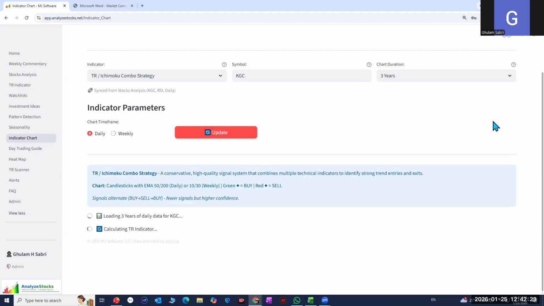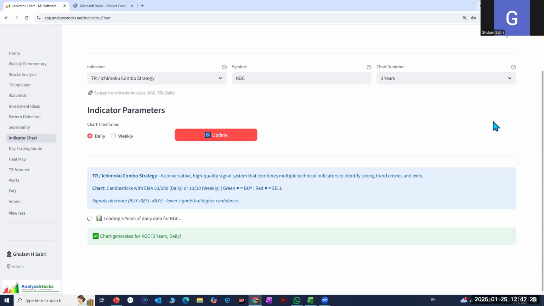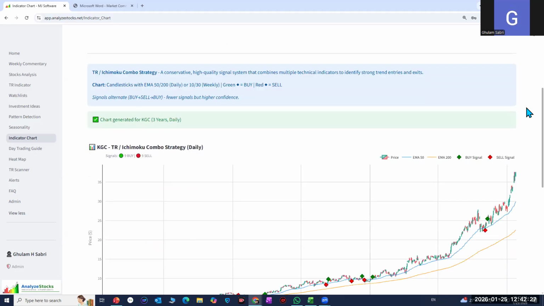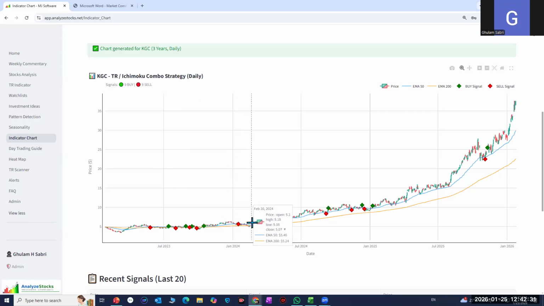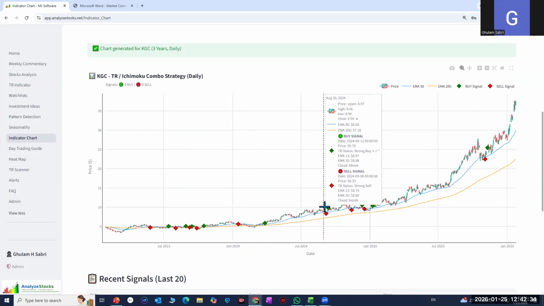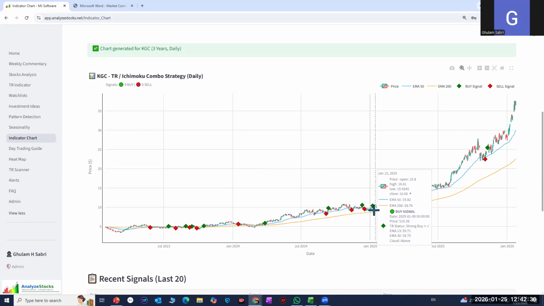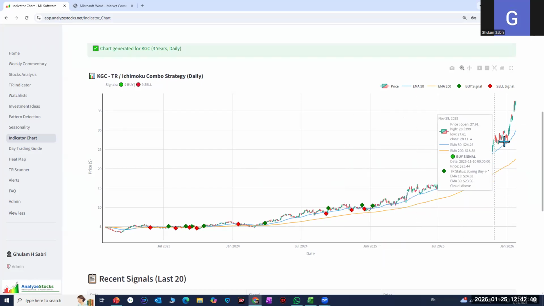And it gives buy and sell signals on this combination strategy. Look at this. Whenever you have a green buy signal, normally it doesn't come back. Even if it comes back, it's temporary, and then it takes off.